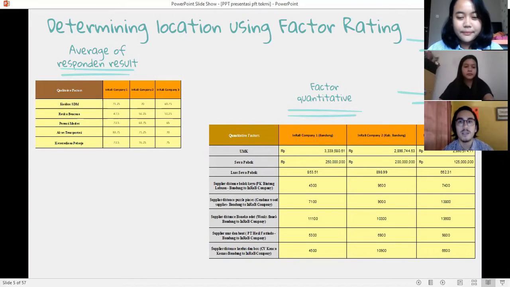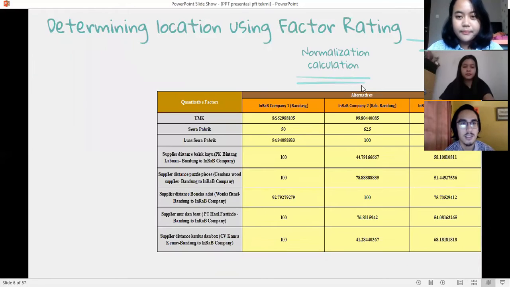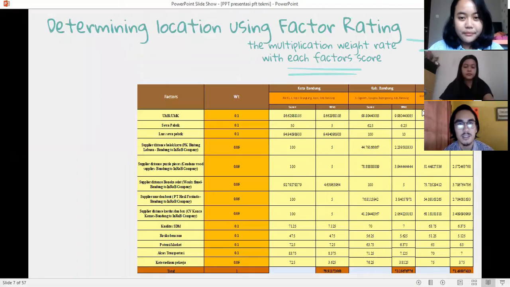Determining location using factor rating. The first table is the average of respondents' results, and the second table is the factor quantitative. Next. Determining location using factor rating, and the normalization calculation is on the table. Next. And the table shows the multiplication of weight rate with each factor score.